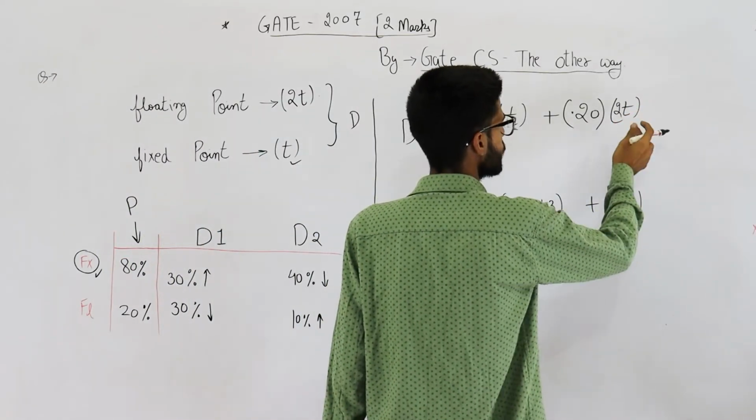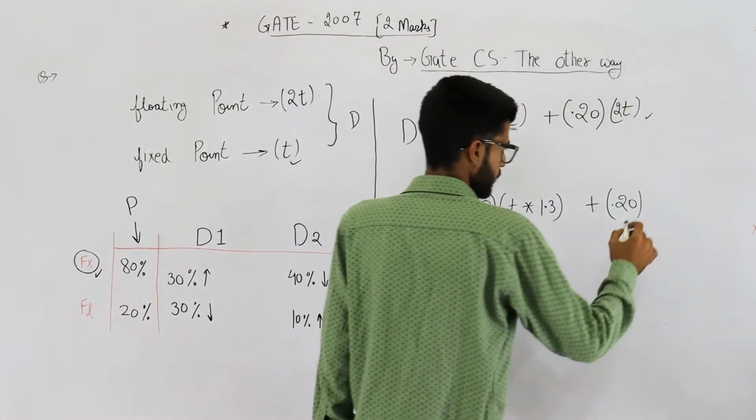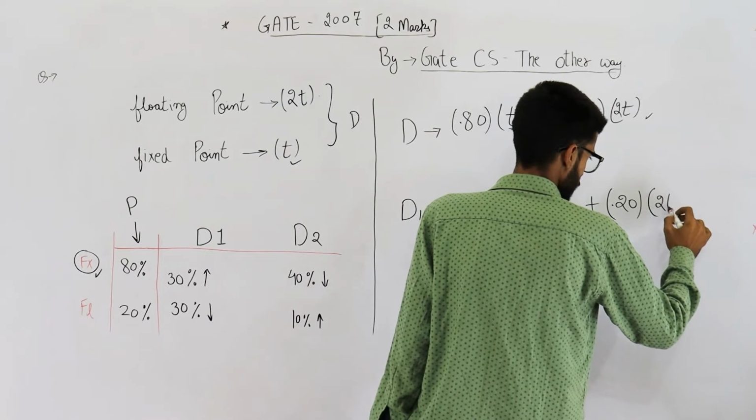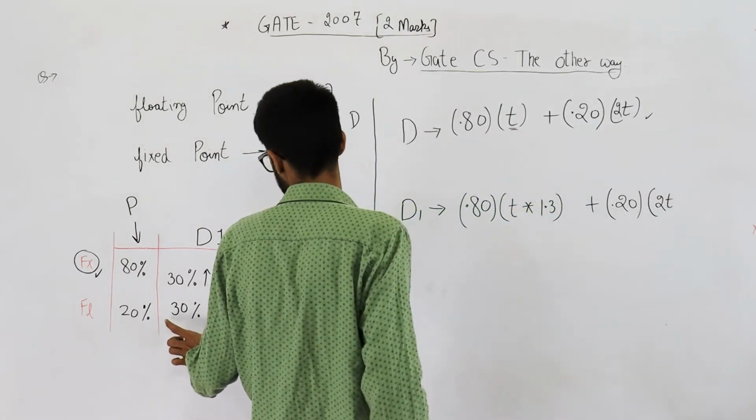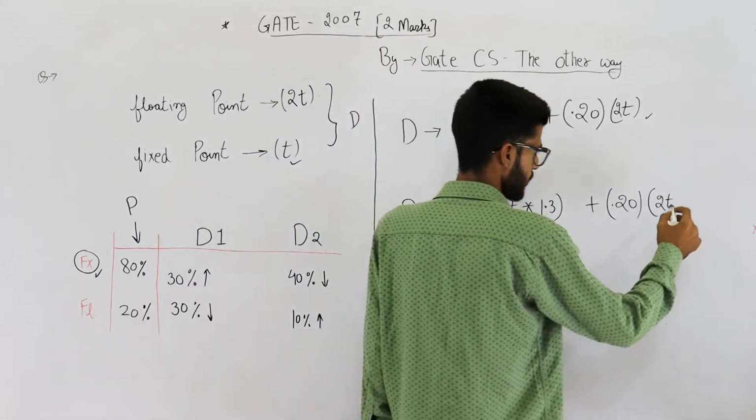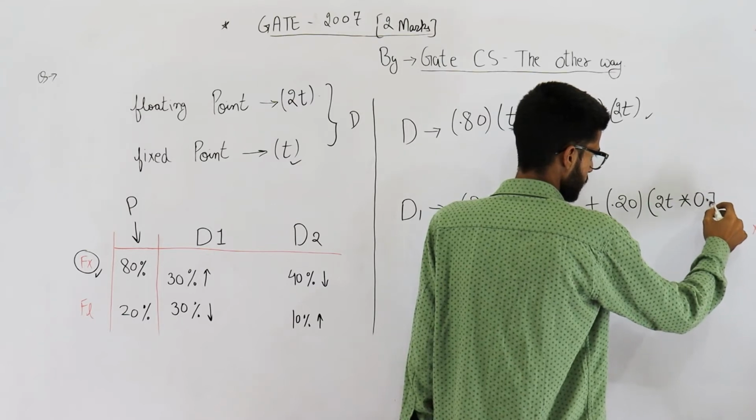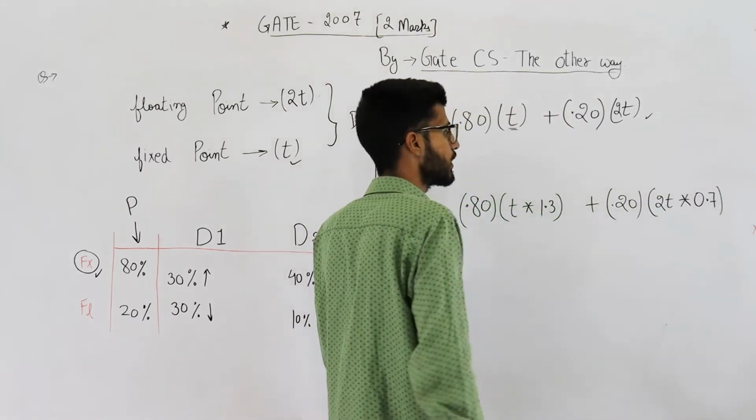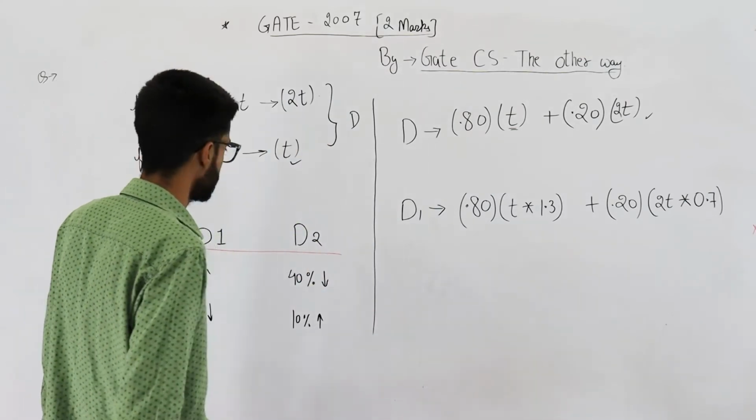Yeah, I have missed a 2 here. You can make this correction. Earlier it was 2t. Now to decrease this 2t by 30%, we need to multiply it by 0.7. Okay, so 2t into 0.7 means decreasing 2t by 30%.